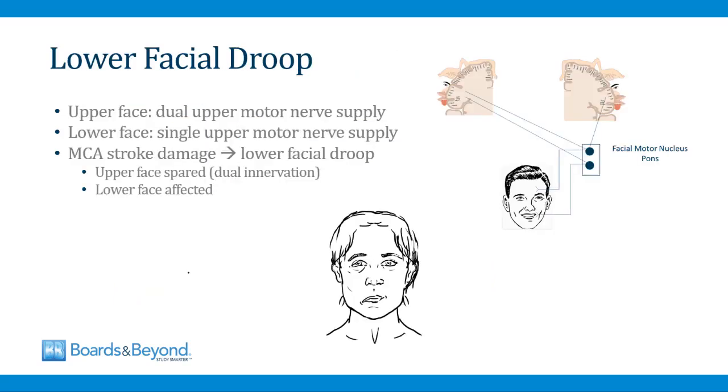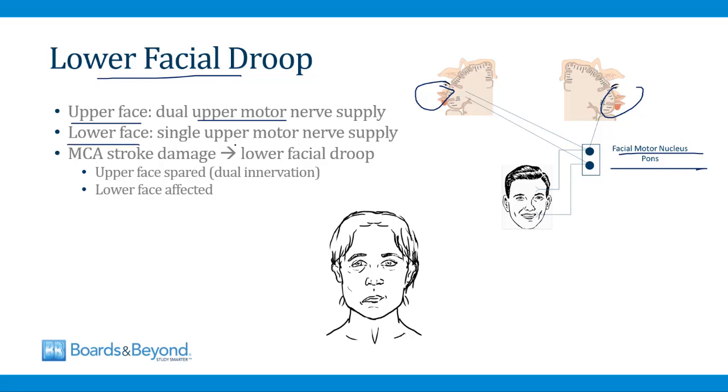Patients with MCA strokes develop facial droop, but it's usually lower facial droop that spares the forehead. The reason this is the case is because the upper face, including the forehead, has a dual upper motor neuron supply from both halves of the brain. So as shown in this picture here, you've got the homunculus portion of the face on both halves of the brain contributing nerve fibers that connect to the facial motor nucleus in the pons, which innervates the face.